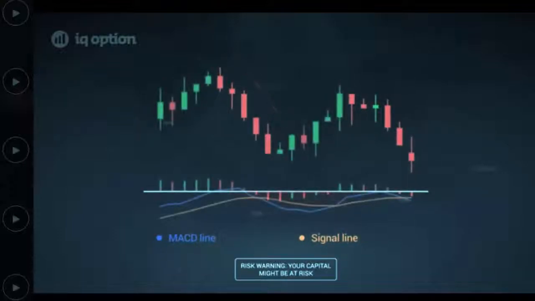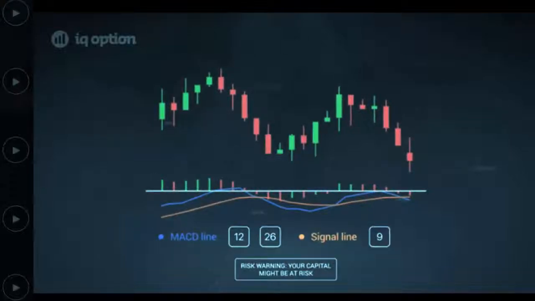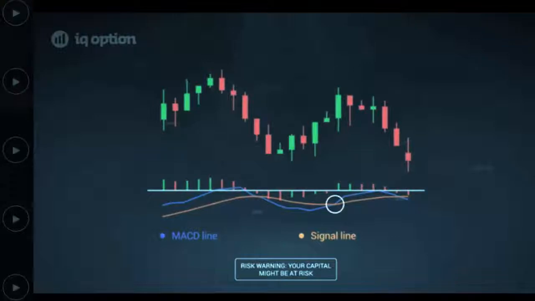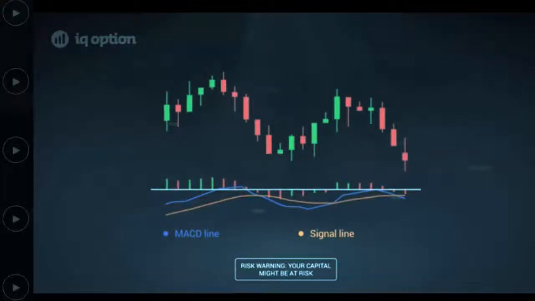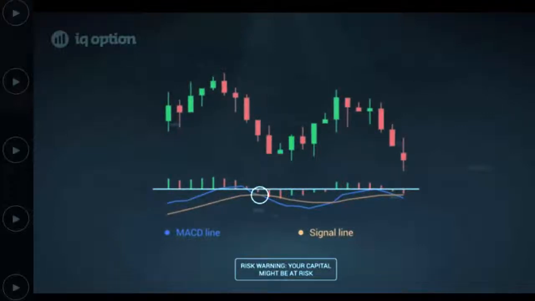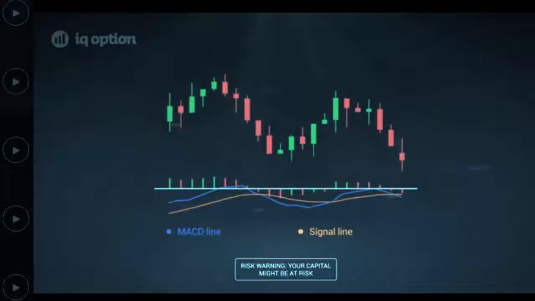You can change the indicator settings to set the periods for MACD and signal line moving averages, which are measured in the number of candles. When the signal line intersects the MACD line in an upward direction, it indicates the possibility of price enhancement. Conversely, when the signal line intersects the MACD line in a downward direction, it suggests a possible price reduction. The main advantage of the MACD indicator is its efficiency and simplicity.